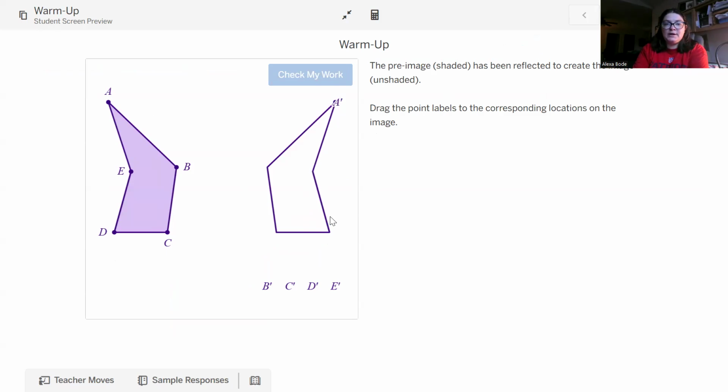And this part here where it kind of goes in, you can see that over here, it goes in, and that point is E. So over here, that would be E prime. From A, where it goes out, you can see that it obviously goes out here for B. So this would be B prime. Our line of reflection is through the middle, so C prime should be close to C. And our D being further away from that line of reflection, D prime should also be further away from that line of reflection. And then you can click check my work.